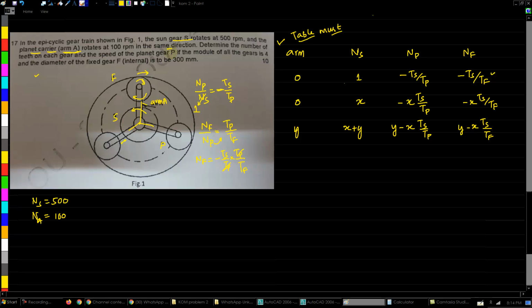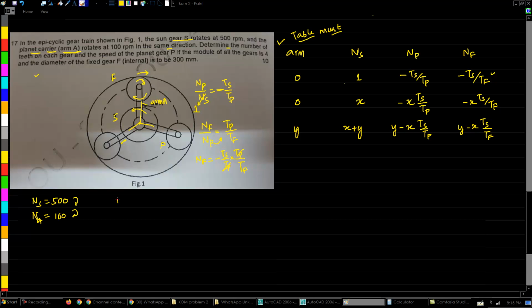Now it's telling in the same direction. Now because we assumed this to be clockwise, we'll have to assume this as well to be clockwise, and for both we have to take positive sign. Now it's asking us to determine something. So we have to find the number of teeth on each gear.